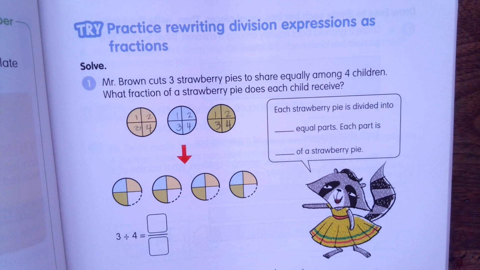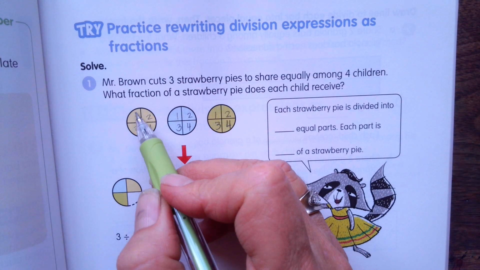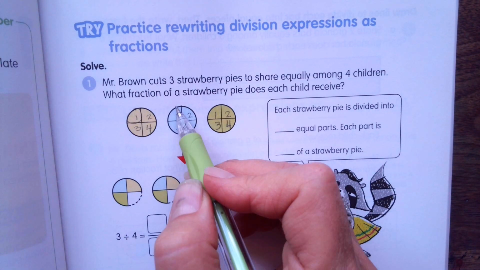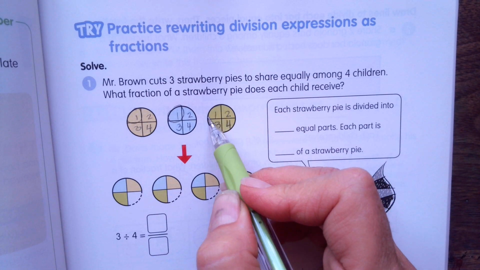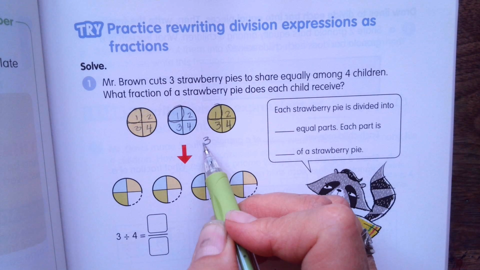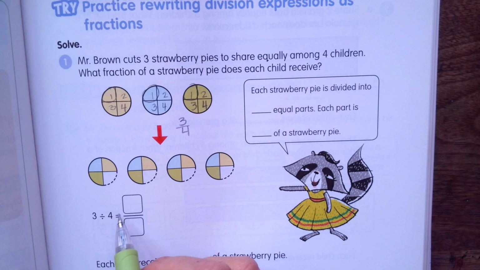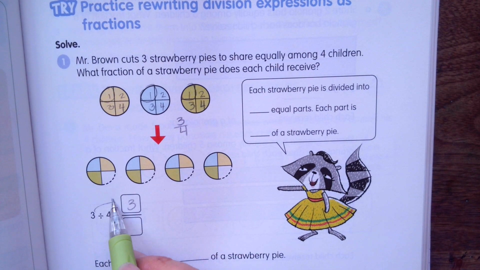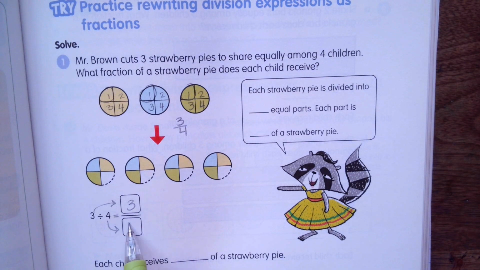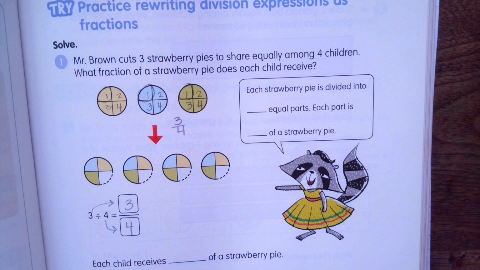And again, same thing. So then I'm going to count how many child 1 gets. They get 3 out of 4 pieces. So 3 would go as the numerator and 4 would go as the denominator.